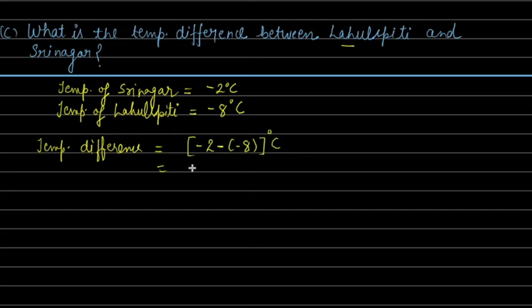First thing, we will open the brackets. -2 minus and minus, when you open the bracket in multiplication, right, becomes plus. So this is -2 plus 8 degrees Celsius, which will give you minus plus minus with the sign of bigger number, 6 degrees Celsius. Therefore, the temperature difference between Lahaul Spiti and Srinagar is how much? 6 degrees Celsius. So you have to be very careful when you are opening the brackets in integers.